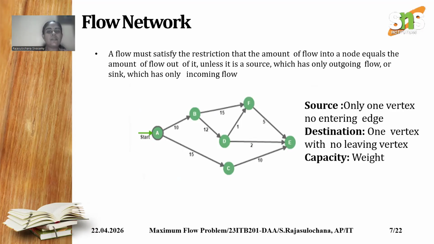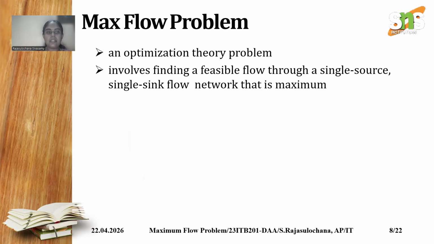It should also satisfy the restriction that the amount of flow going into a given node should be equal to the amount of flow coming out of that particular node. That is, inflow should be equal to outflow. This condition is exempted for the source and sink nodes, wherein the source node has only outflow and the sink node has only inflow, since the source node has only outgoing edges and no incoming edges, and similarly the sink node has only incoming edges and there will not be any outgoing edges. The capacity represents the weight of the edge.